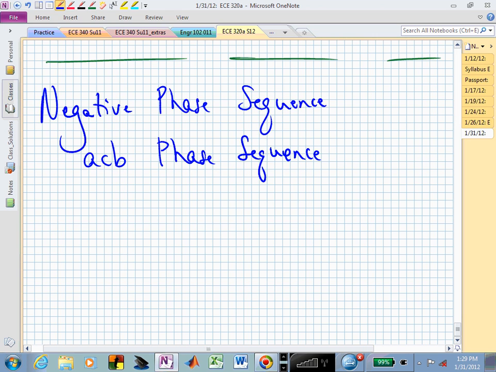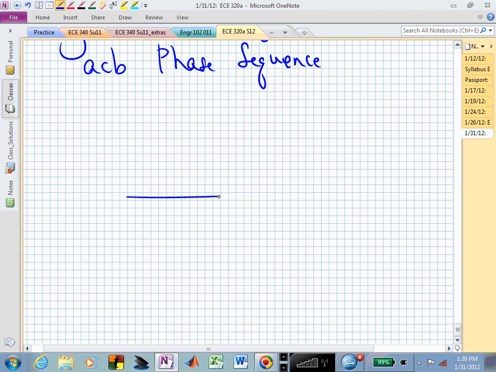Or the ACB phase sequence. That's the negative phase. And now that I've labeled it that way, I think you can sketch it without too much more help. There's VA, there's VC, and there's VB. And now we hit ACB, ACB. Or if we were standing still and this was spinning counterclockwise, we see A, then we see C, then we see B. Negative phase sequence.